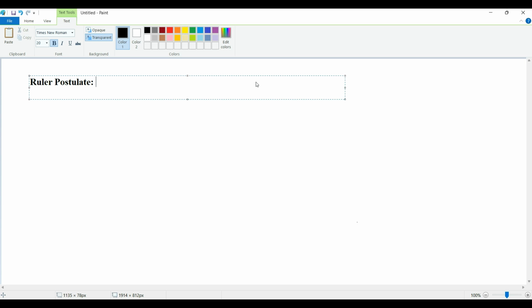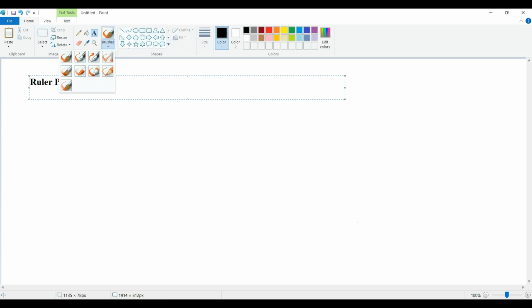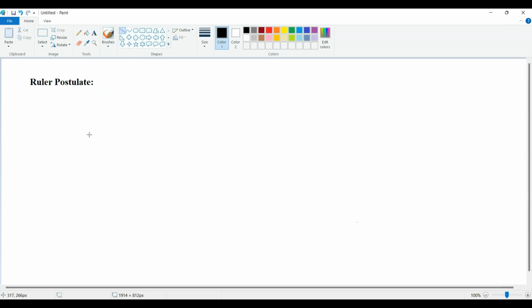The ruler postulate is, so let's say you have a number line, right? And it ranges from -5, -4, -3, -2, -1, 0, 1, 2, 3, 4, 5. So let me draw that really quickly with a line. Right, let's say this is this. And then let's say there are these little marks.